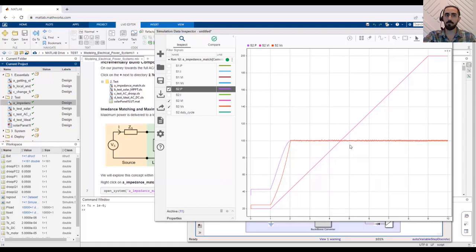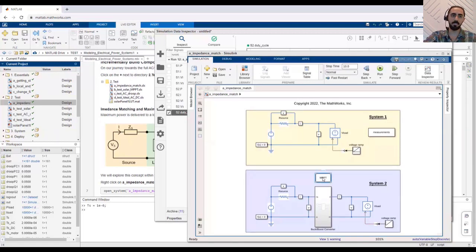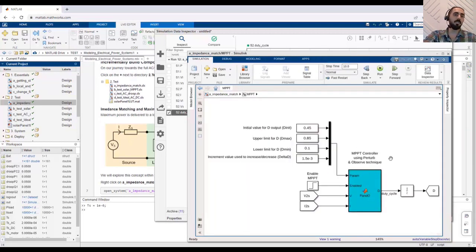What's happening is that we are dynamically changing the impedance that the source is seeing to keep it matched regardless of what's happening on the load side. It's doing that by changing the duty cycle. So let's take a look at the duty cycle in the maximum power point tracking algorithm. This is a so-called perturb and observe MPPT. The rate of change of the power is really dependent on the rate of change of this duty cycle.